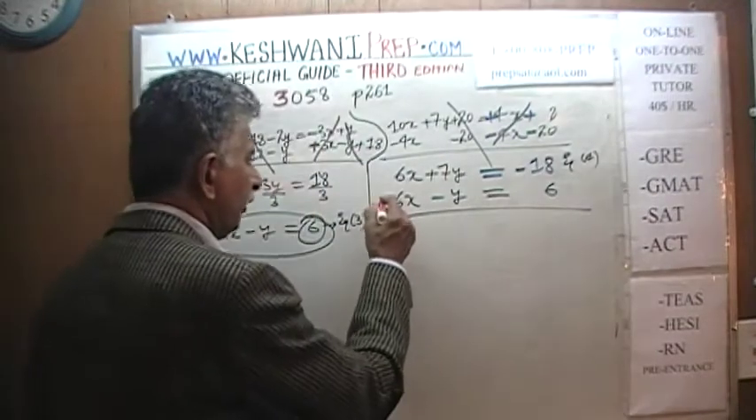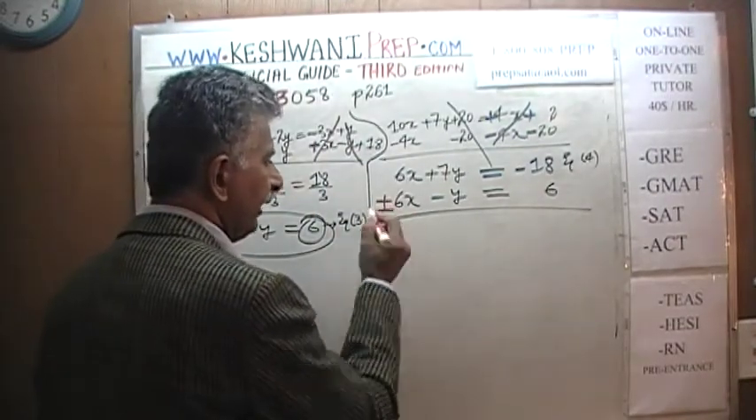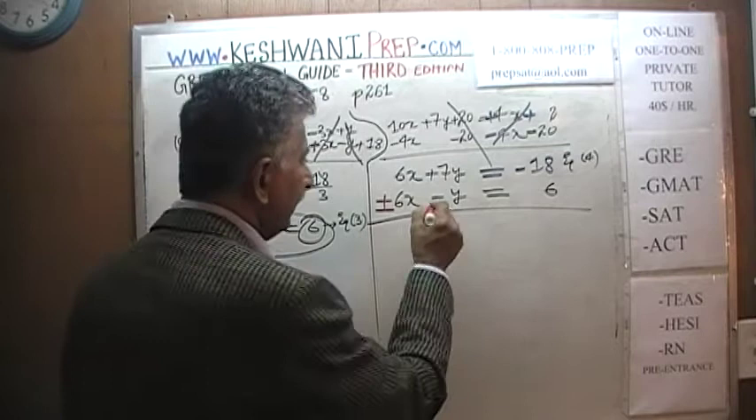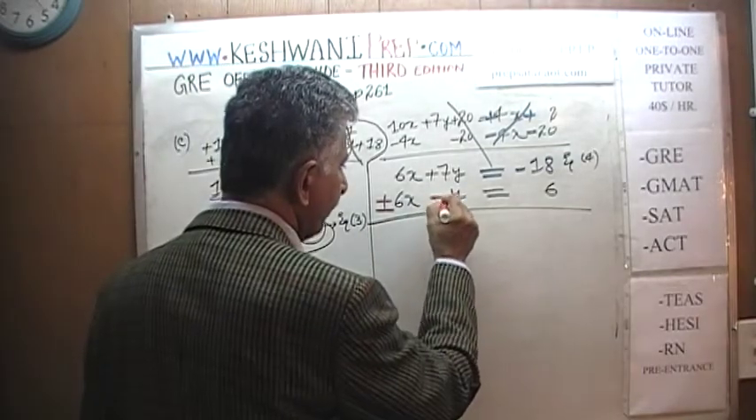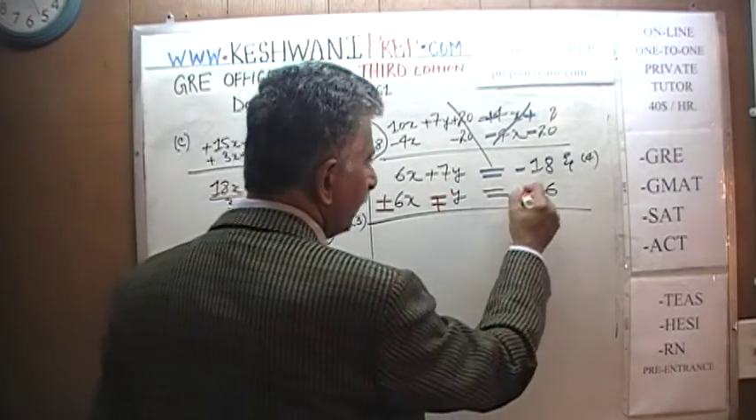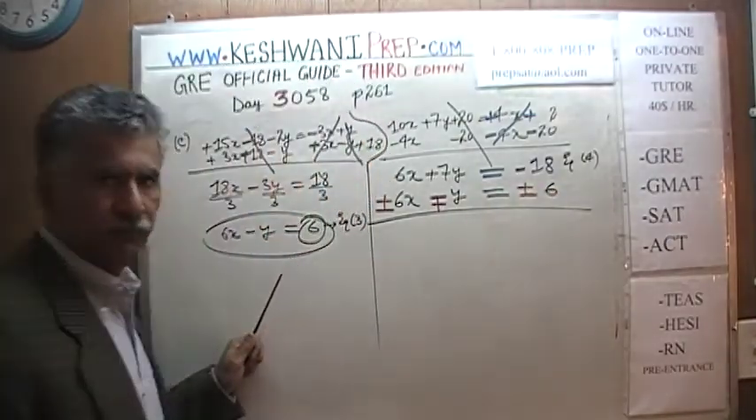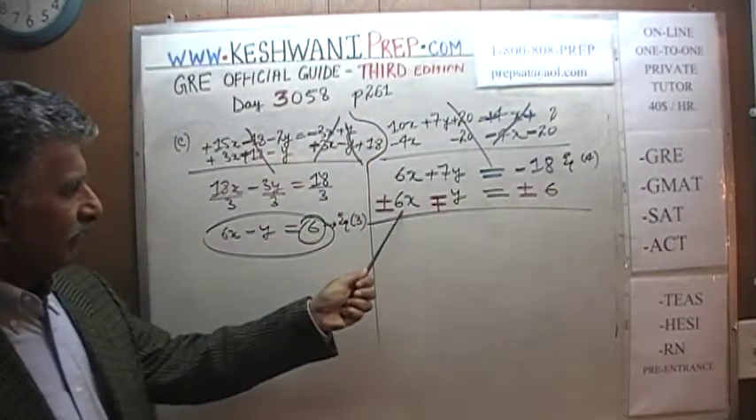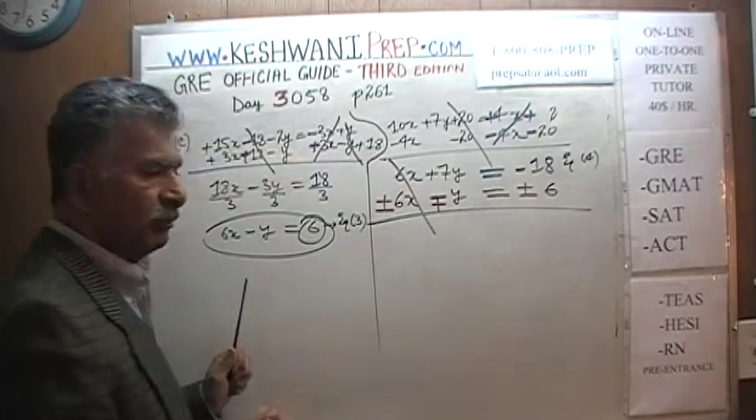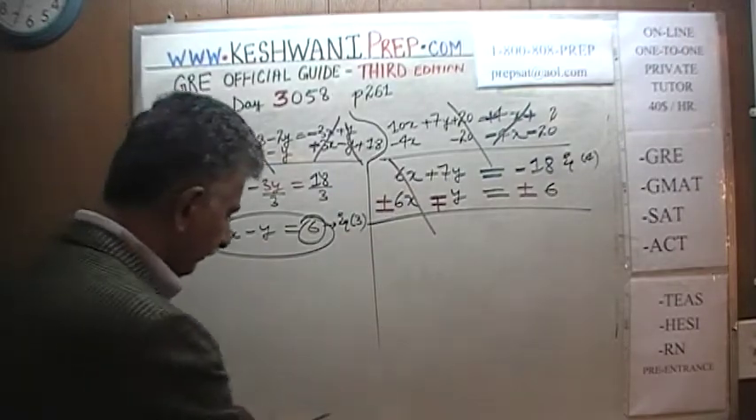This one has a positive coefficient, positive 6. It's going to become negative 6 because we're going to subtract it. This has a coefficient of negative. Negative is going to become positive. This has a coefficient of positive. It's going to become negative. Now we can see a positive 6x and a negative 6x, they're going to cancel each other out, which was the whole point.